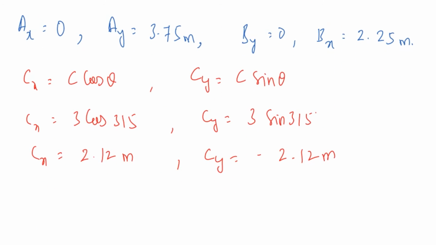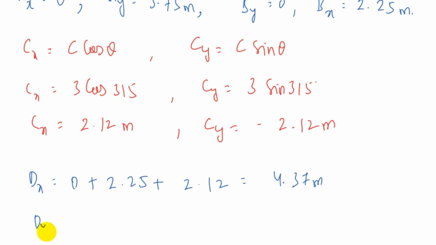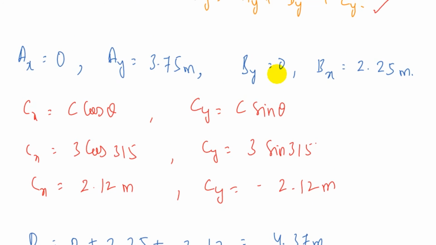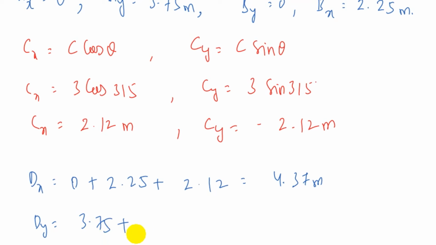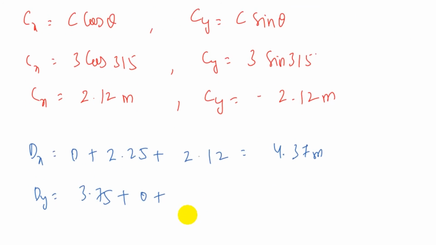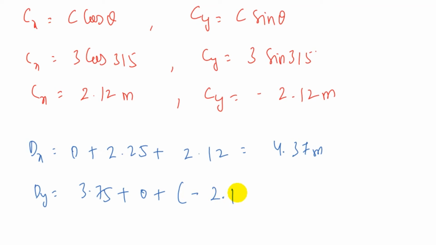So dx will be equals to, now ax we have 0 and bx we have 2.25 plus cx, which is 2.12, so that would be equals to 4.37 meter. Similarly dy, this would be equals to, by is 0 and ay we have 3.75, so 3.75 plus 0 plus cy we have negative 2.12, so this would be equals to 1.63 meter.